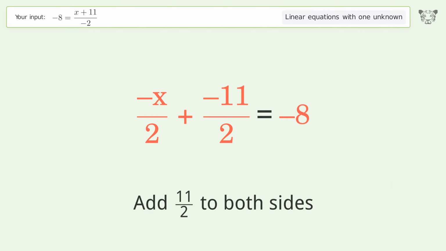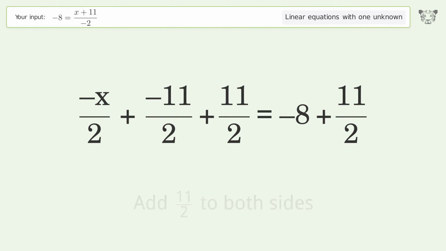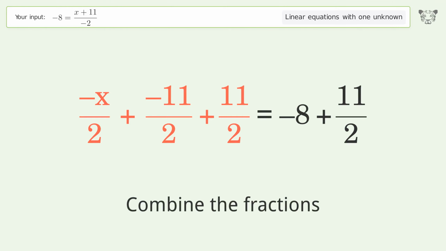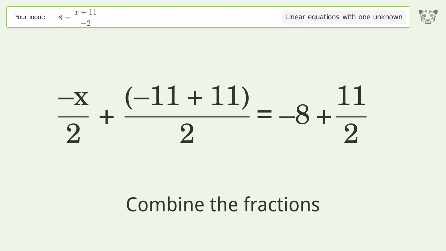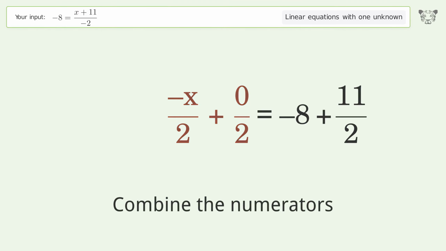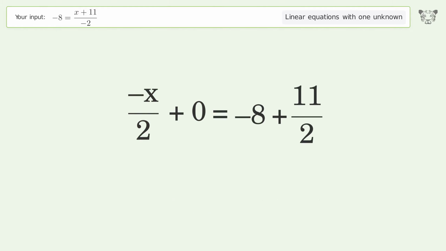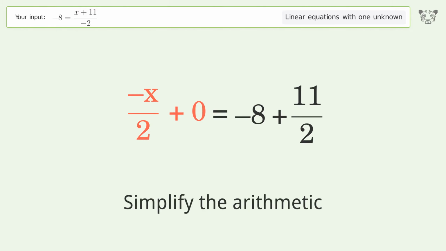Add 11 over 2 to both sides. Combine the fractions. Combine the numerators. Reduce the zero numerator. Simplify the arithmetic.